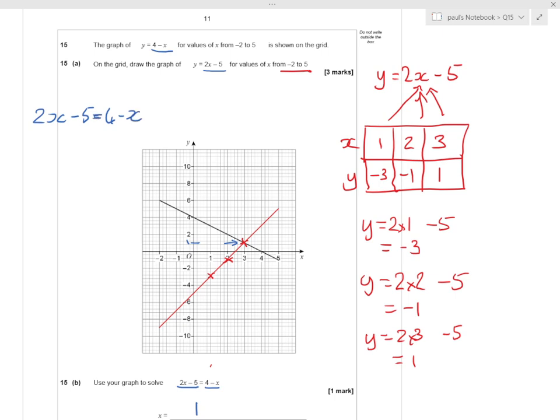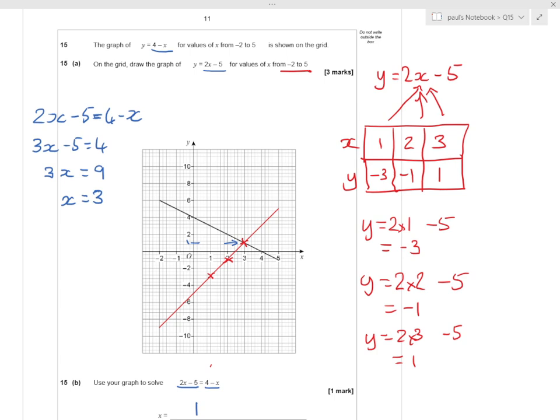And if we did the algebra way, which we're not allowed here because we've got to do it in the graph, we would add an x to both sides, which will give us 3x minus 5 equals 4. Then add 5 to both sides, which will be 3x equals 9. And then divide by 3 both sides, so x equals 3.